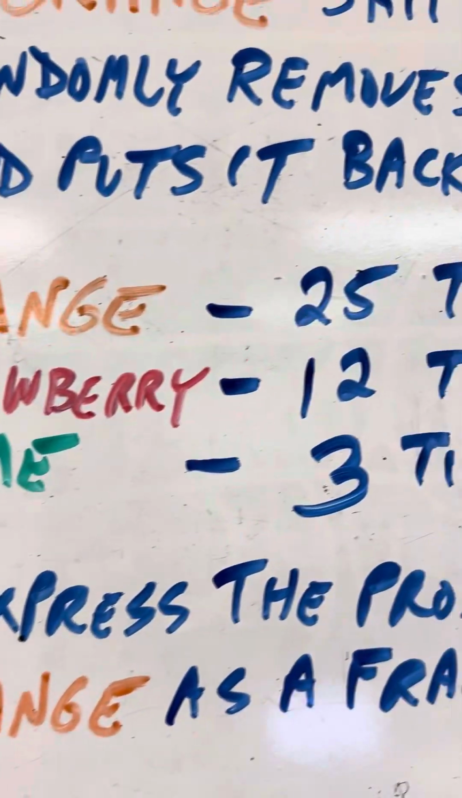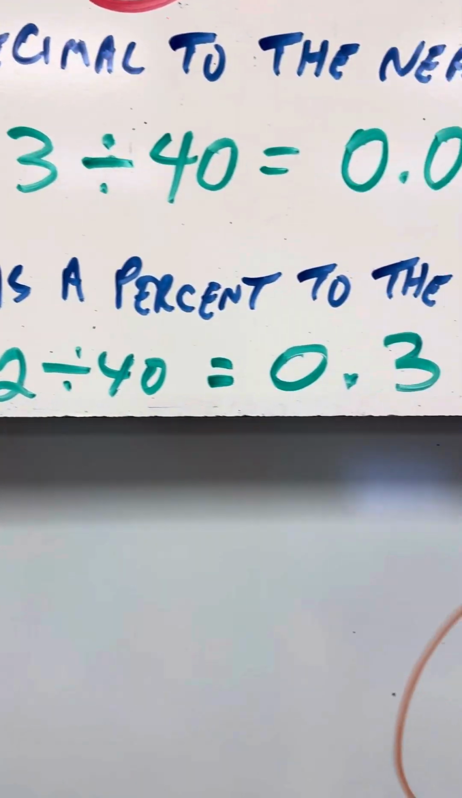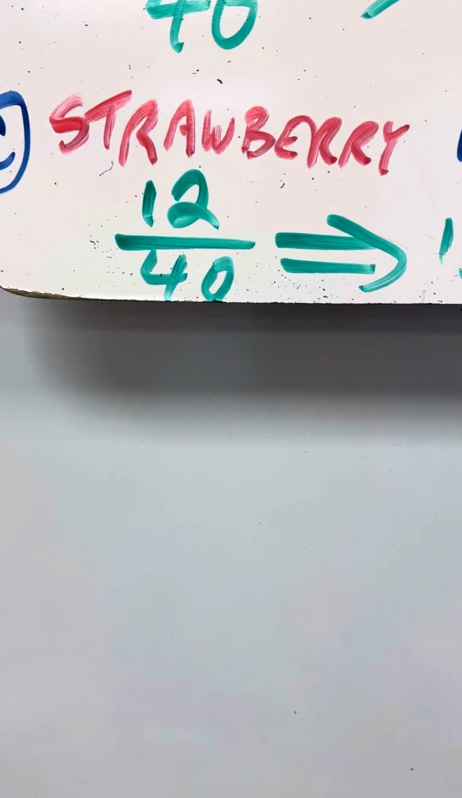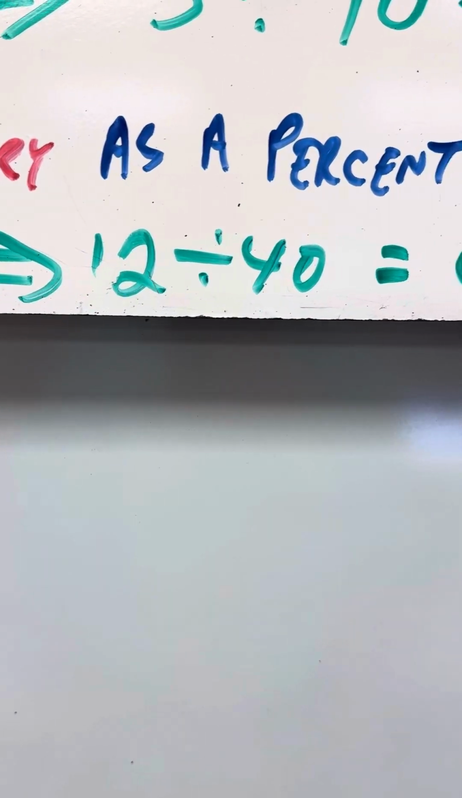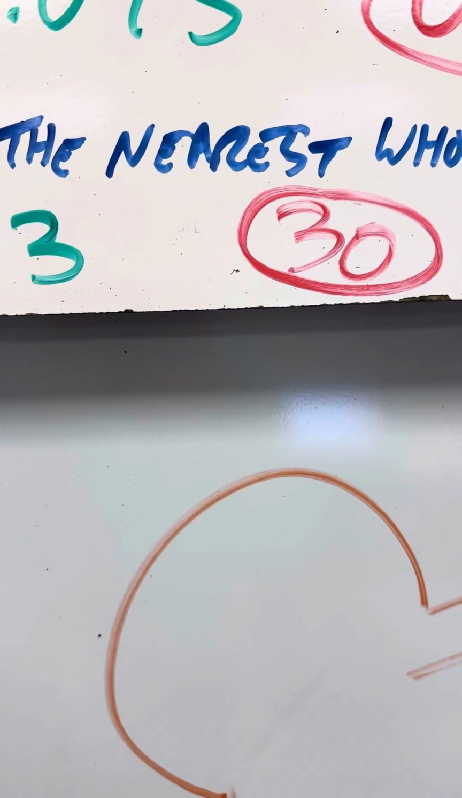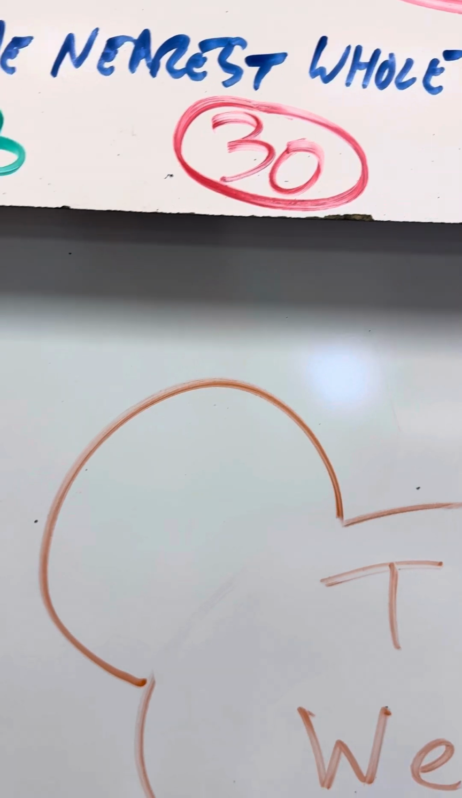Strawberry is 12 times, so strawberry as a percent to the nearest whole number, 12 divided by 40 is 0.3. That would be 30%. If you're doing Delta Math, you will not have to put the percent sign. Okay.